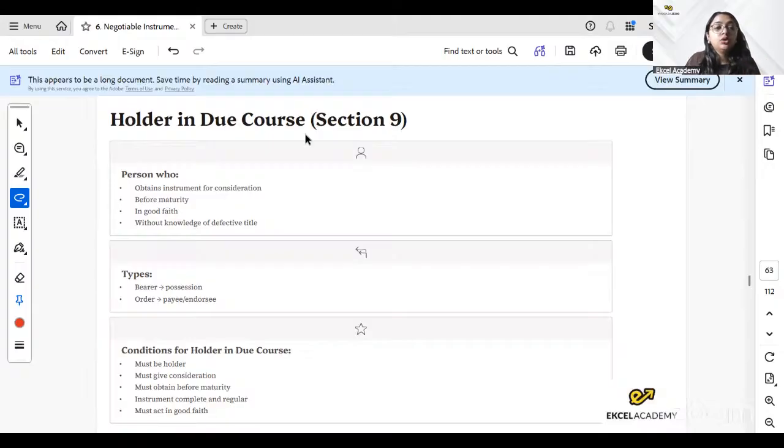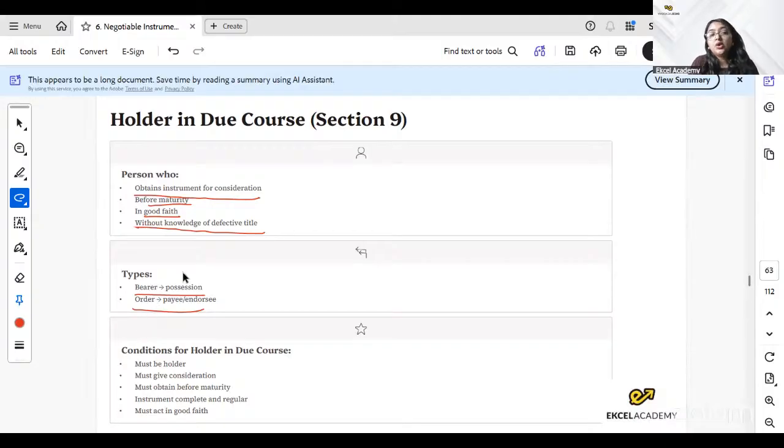So who is your holder in due course? The holder in due course is the person who obtains the instrument for consideration before maturity, in good faith, and even if there is a defective title, without knowledge of the defective title. All right. So types: bearer is the one who is in possession. Order is either the payee or the endorsee. So who is the holder in due course in case of a bearer instrument? The one who has it in possession. In case of the order instrument, the one who is the payee.